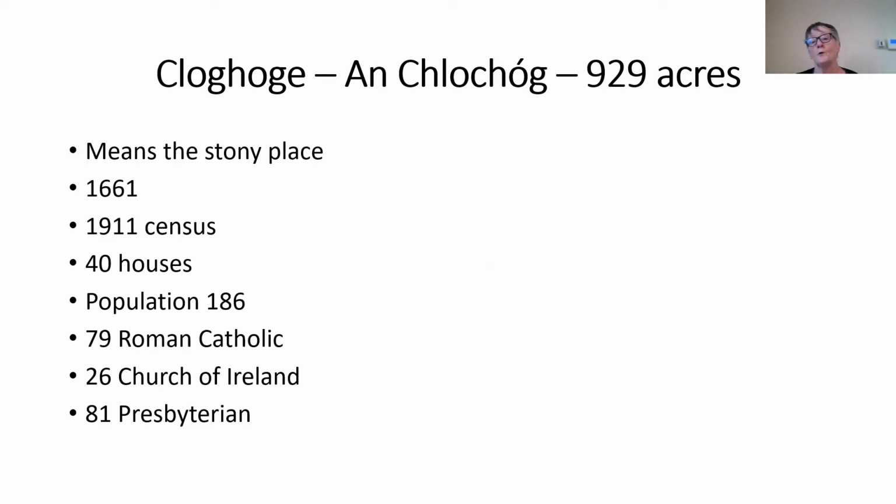Now you're moving much more towards a different area. You have right beside you here both the Church of Ireland at Cregan and the Presbyterian Meeting House at Freeduff. So your population begins to change here. Your population is 186, 79 of them Roman Catholic, 26 Church of Ireland, and 81 Presbyterian. So you see a different picture beginning to emerge here for the religious denomination. And these are important things to look at when you're going back to do any type of research.